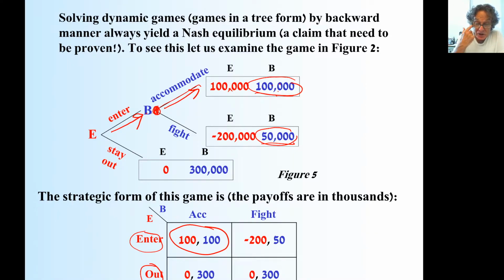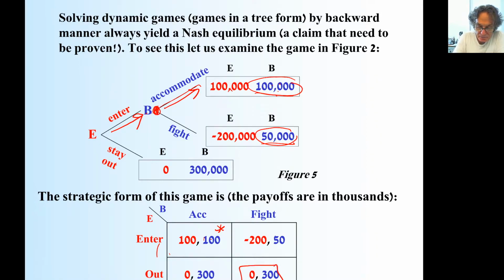So this is the only sensible equilibrium. First of all, let's check that it's an equilibrium. 100 and 100 is an equilibrium. If B accommodates, E doesn't want to go here to get 0. And if E enters, B doesn't want to fight instead, because then she reduces her payoff from 100 to 50. So this is an equilibrium, and it is the sensible one. But there is another equilibrium here.